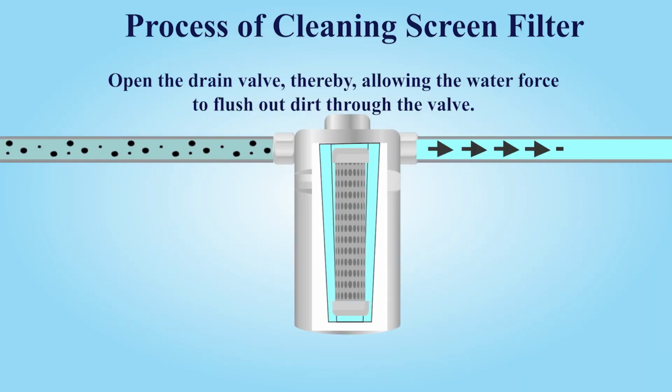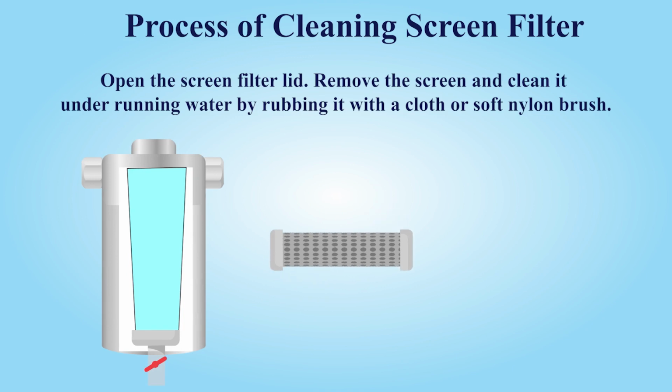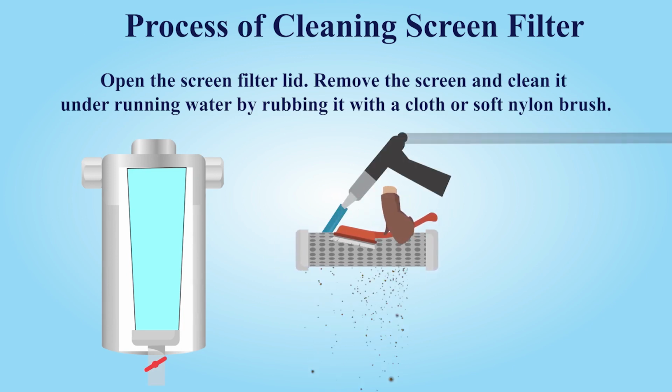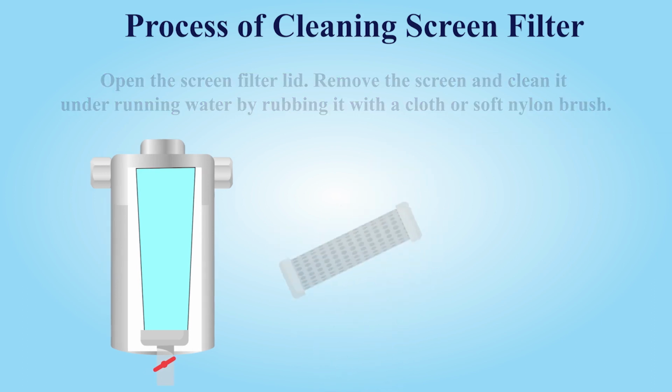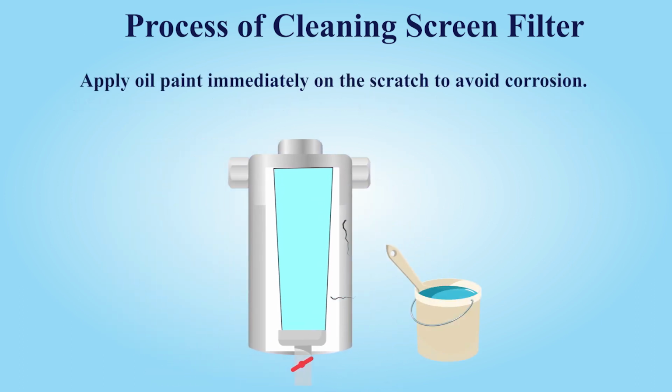The process of cleaning the screen filter is very simple. Flushing of a screen filter is done in the following manner. Open the drain valve, thereby allowing the water force to flush out dirt through the valve. Open the screen filter lid, remove the screen and then clean it under running water, rubbing it with a cloth or a soft nylon brush. Protect the metal parts of the filter from scratches, acid, chlorine or fertilizer spillage, and apply oil paint immediately on the scratch to avoid corrosion.